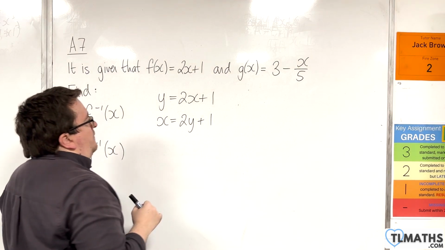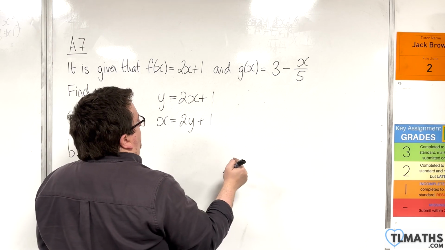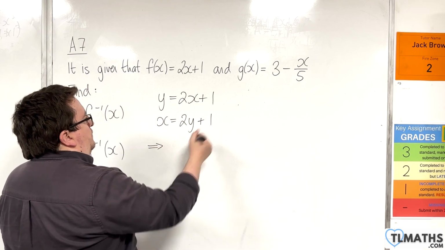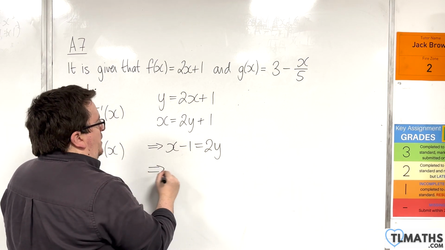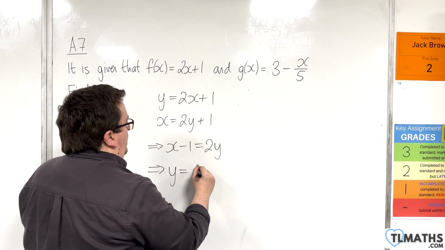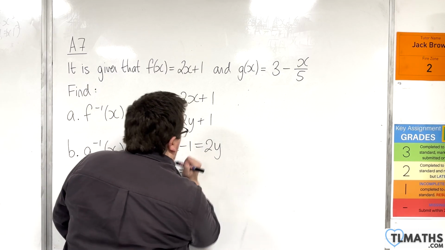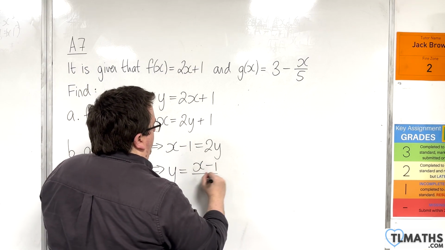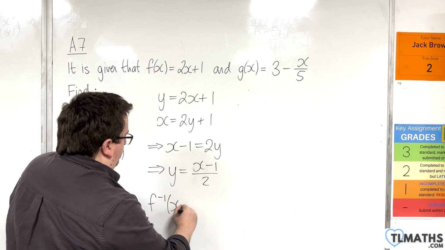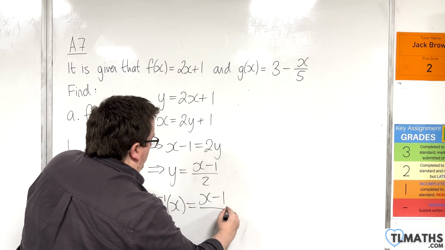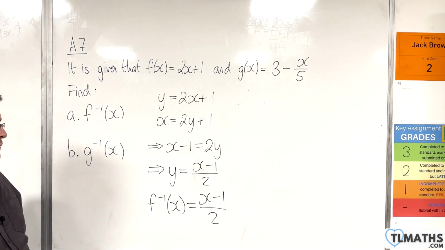Then we have this x equals 2y plus 1, which we then rearrange to get y equals. So I will subtract 1 from both sides and then divide both sides by 2. So we get y is equal to 1/2 of (x take away 1). So we could write that as 1/2 x take away 1 or (x take away 1) over 2. And so the inverse function is (x take away 1) over 2. And that is my inverse for f.